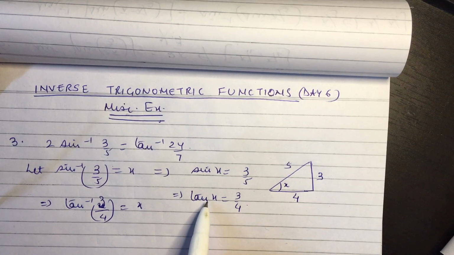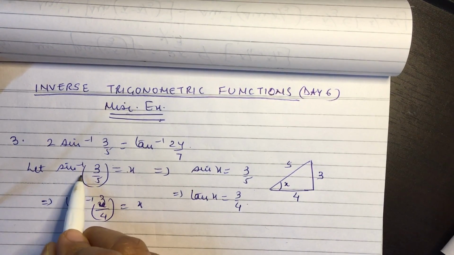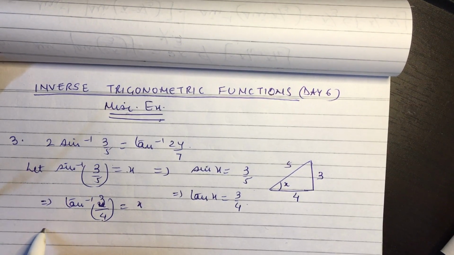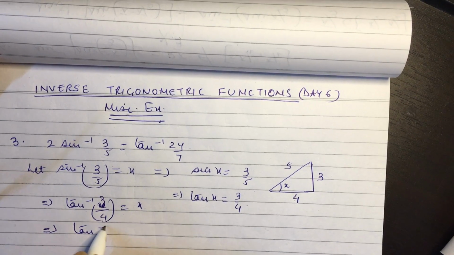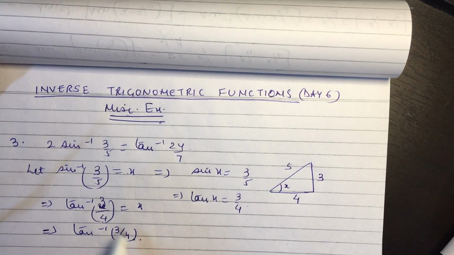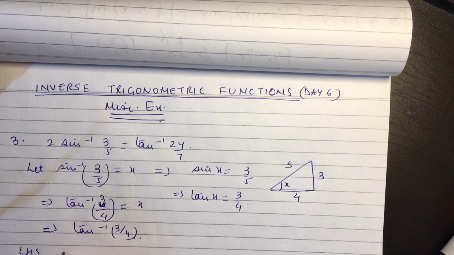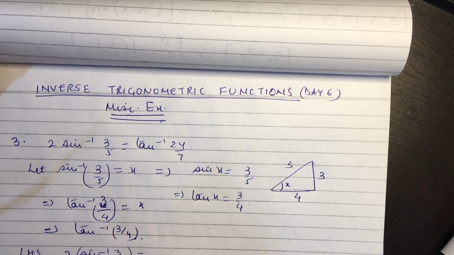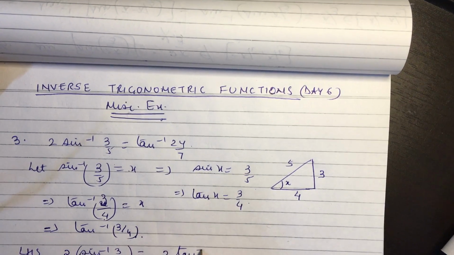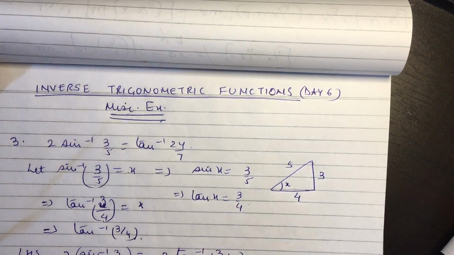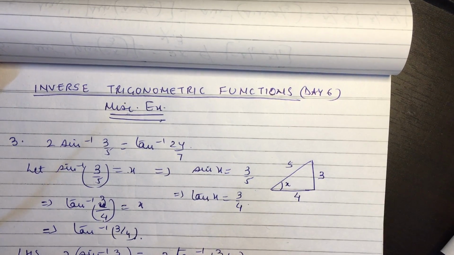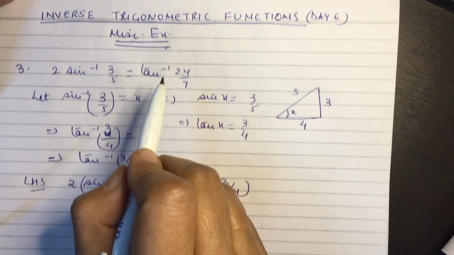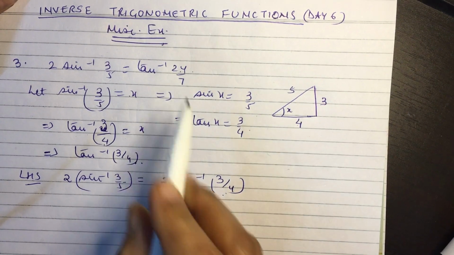From here, tan inverse 3 by 4 equals x. x is equal to sine inverse 3 by 5, which is also equal to tan inverse 3 by 4. But now in the left hand side, we have to find the value of 2 sine inverse 3 by 5. This becomes 2 tan inverse 3 by 4. Now we have a formula for this in terms of tan, because on the right hand side we have a tan inverse function, so we will use that formula of 2 tan inverse which deals with tan.